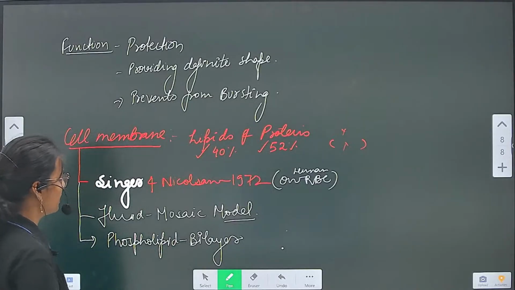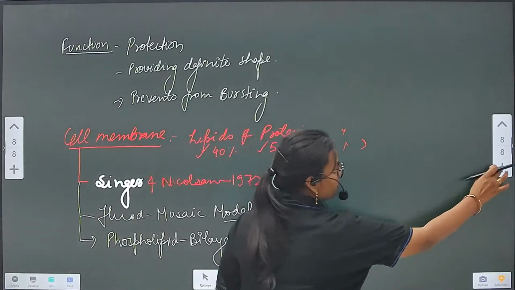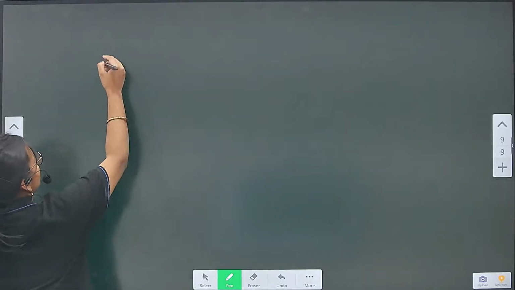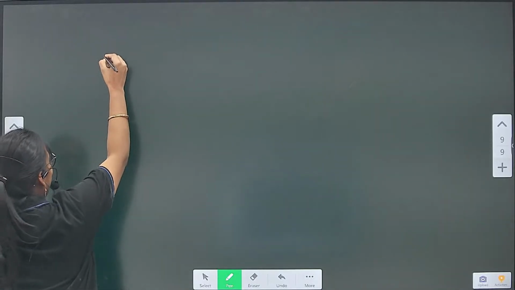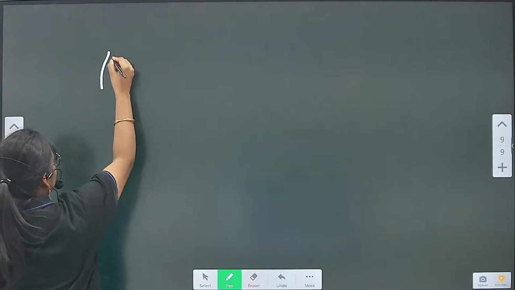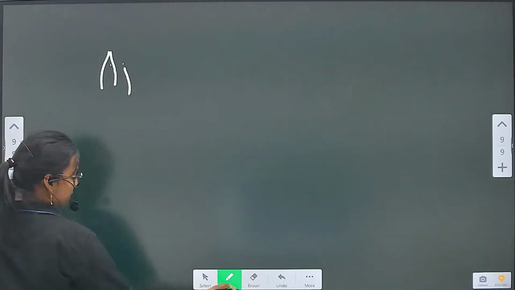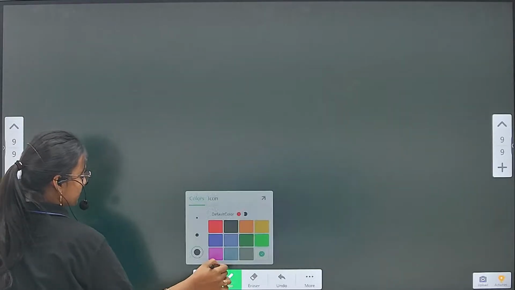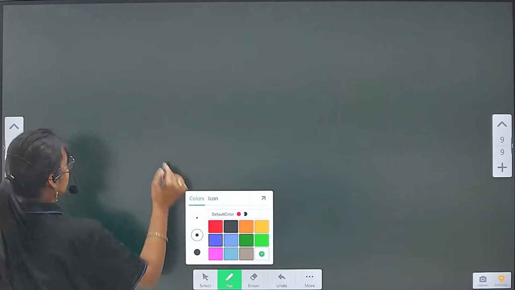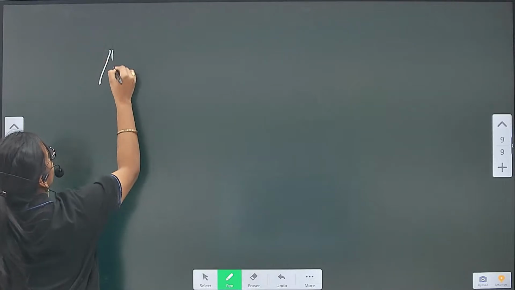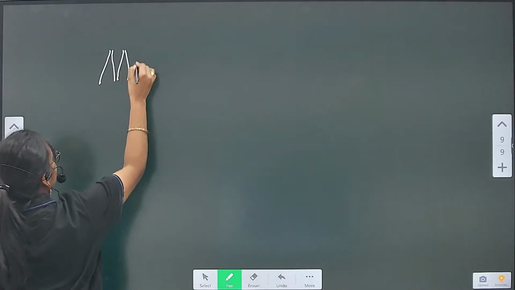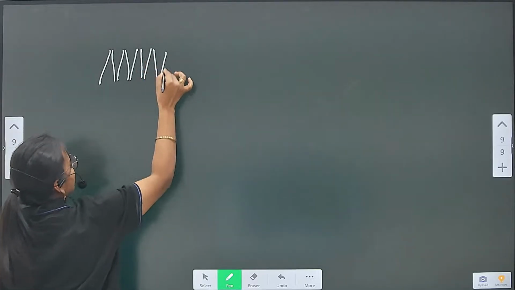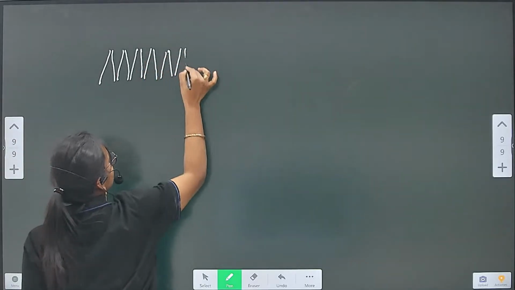So let us draw the diagram and see the structure of plasma membrane. See, I have written the phospholipid bilayer. So let us draw the phospholipid bilayer. Okay, yeah, like this.